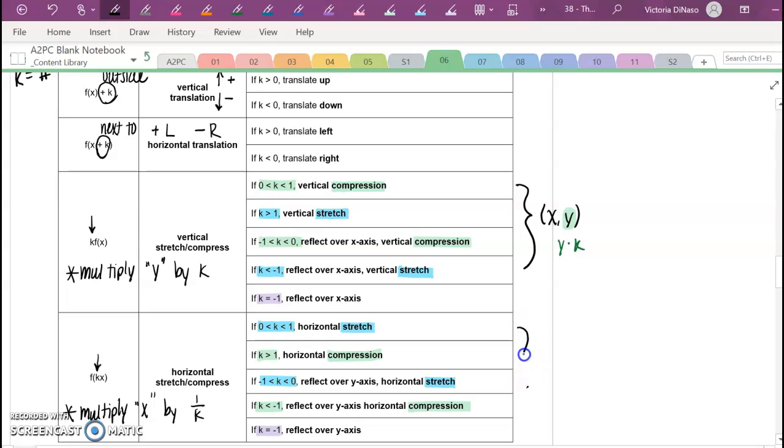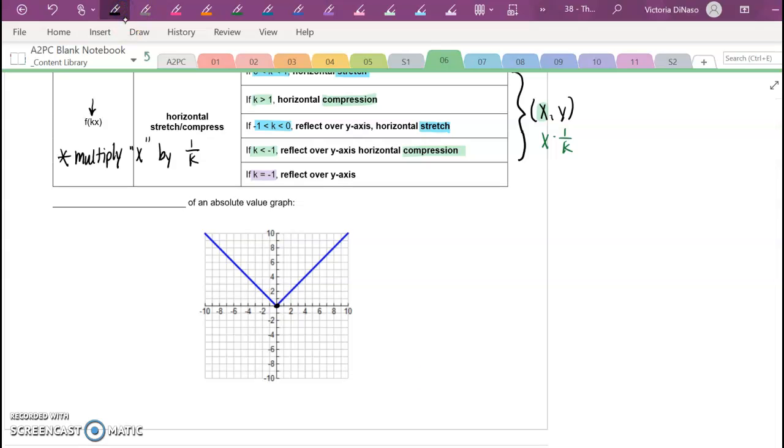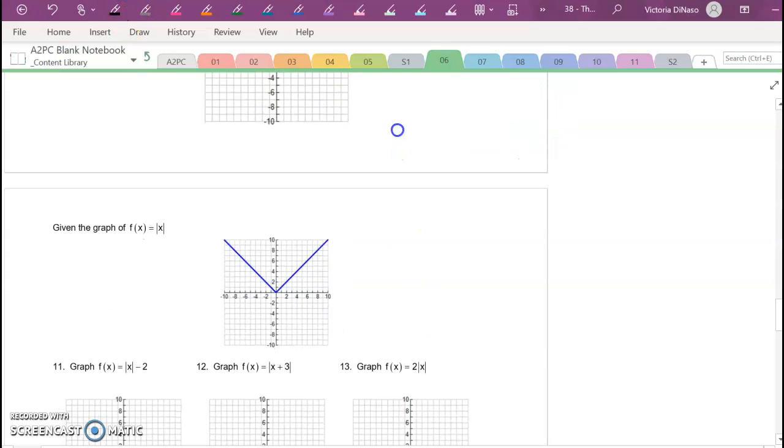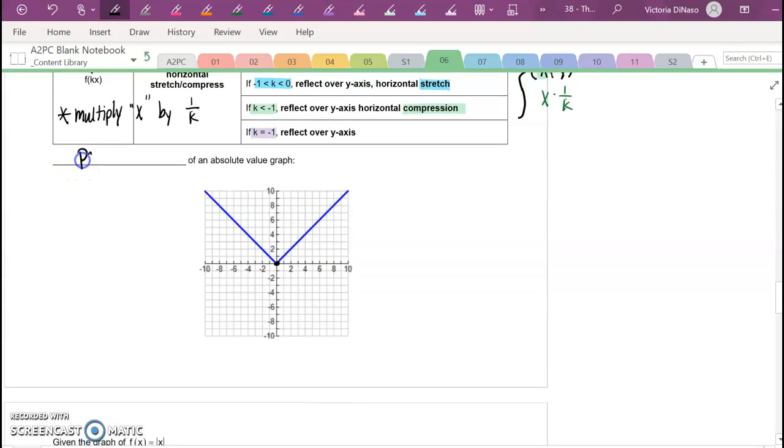So for all of these, we just take our original ordered pair, whatever x is, you're going to multiply by 1 over k. And k is a number. All right. So this is called a parent function. That's our original function. It looks like either that or that. They're the exact same thing. We have the absolute value of x. So everything is based off of that. Every sort of translation is based off of a parent function.